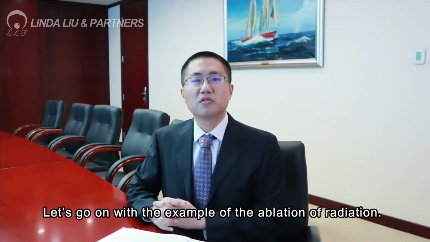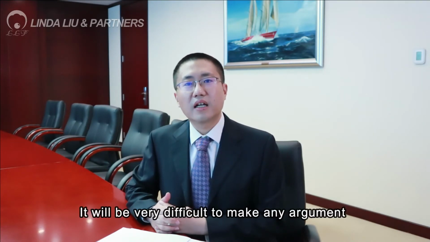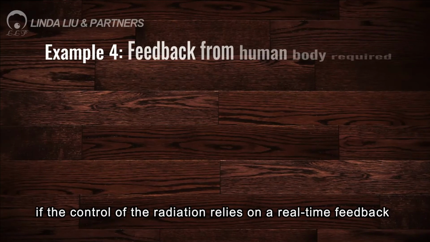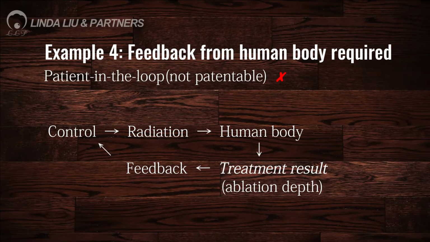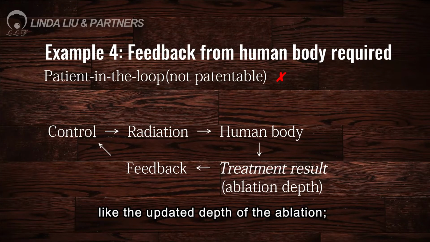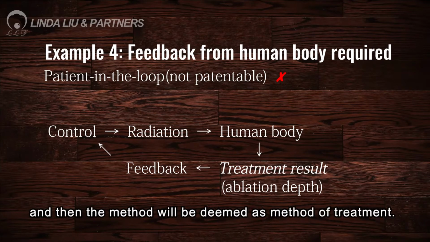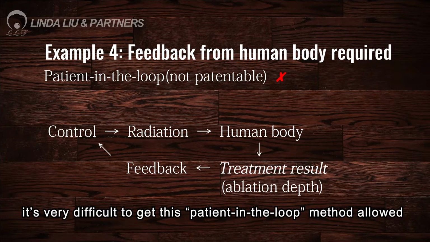Let's go on with the example of the ablation with radiation. It would be very difficult to make any argument if we have the following case. For example, if our control of the radiation relies on a real-time feedback from the human body, like the updated depth of the ablation, that means the method must be applied on the human body, and then the method will be deemed as a method of treatment. I'd like to call this a patient-in-the-loop method, and from my experience, it's very difficult to get this patient-in-the-loop method allowed.